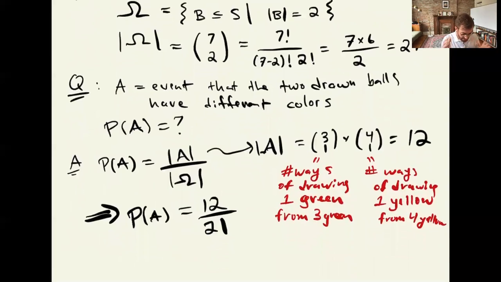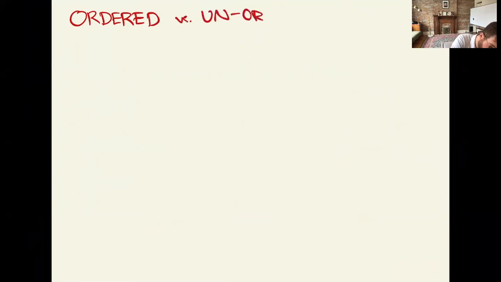Now, there's some sort of subtlety here where you need to ask yourself, when I wrote this number 3 times 4, was I maybe overcounting or undercounting the possibilities? So meaning, was I sort of imposing order on the problem that wasn't really there? So let me step back and reconsider the broader question of what is the difference between ordered and unordered samples.